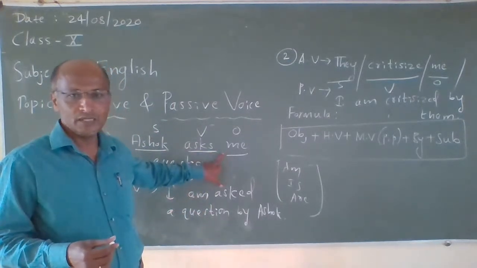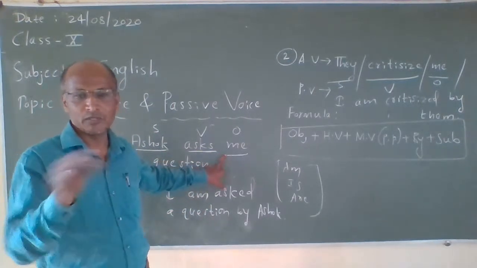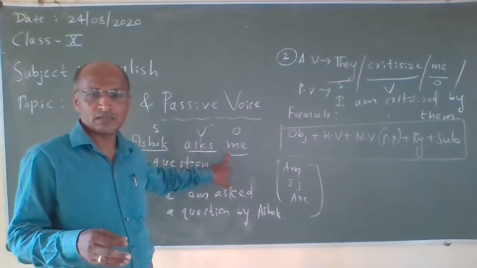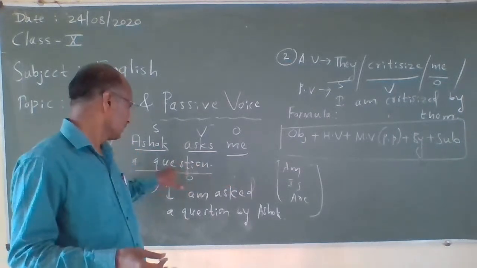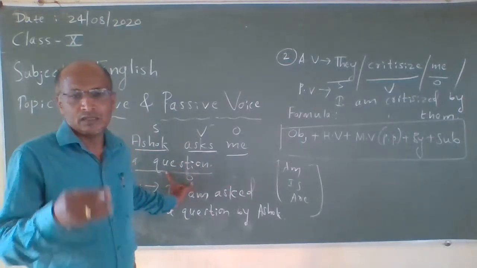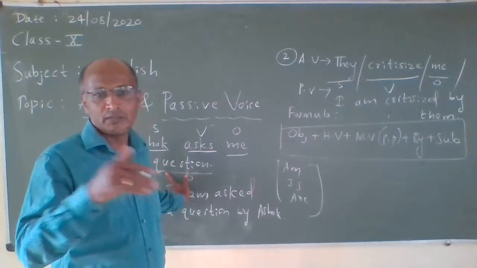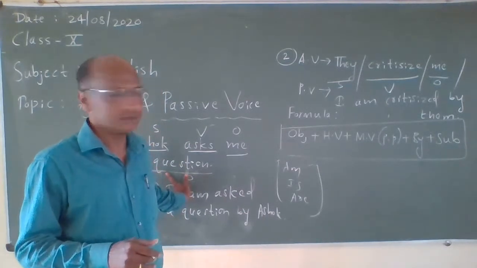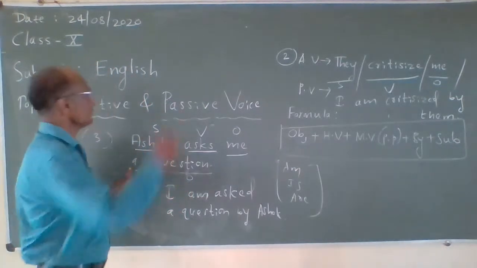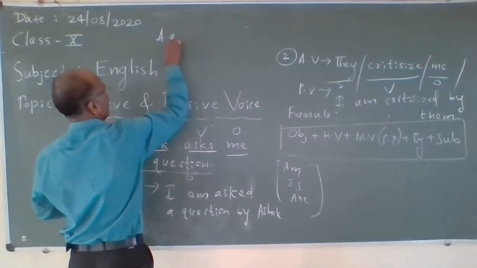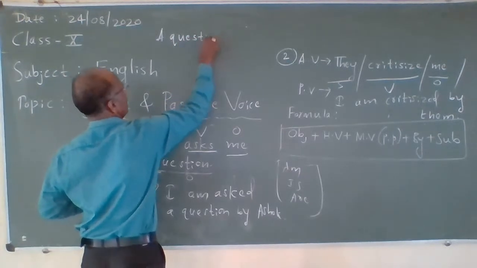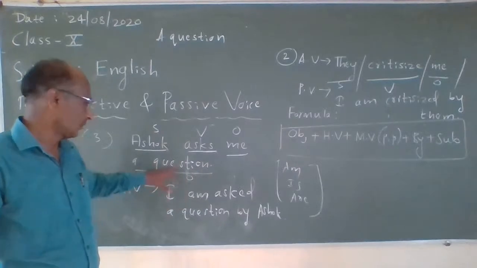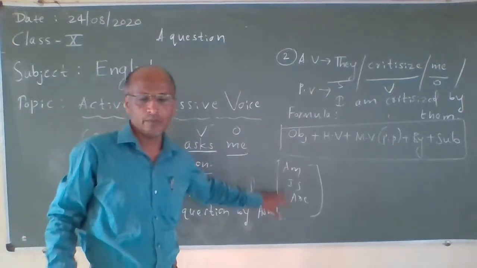And we have changed from active to passive. We have taken only the object "me" to change from active to passive. Let us take one more object, a question. We should change from active to passive by using the object a question. Right? How do you change? A question is one more object in this sentence.